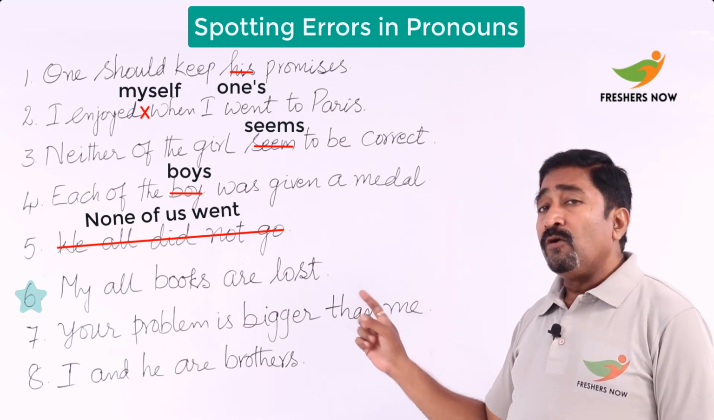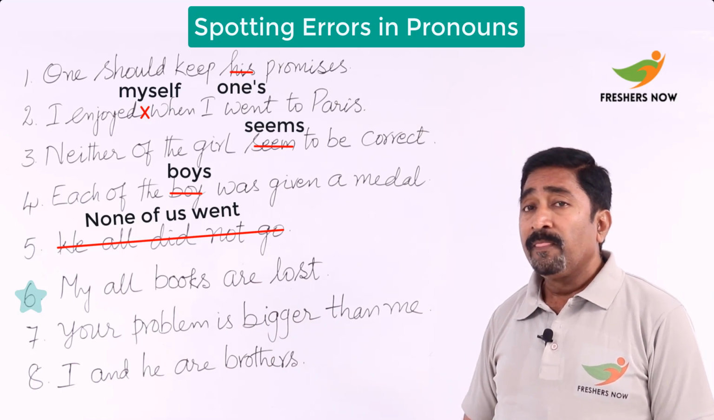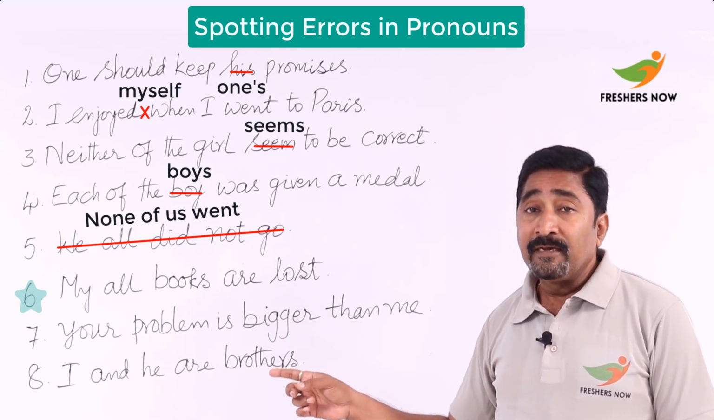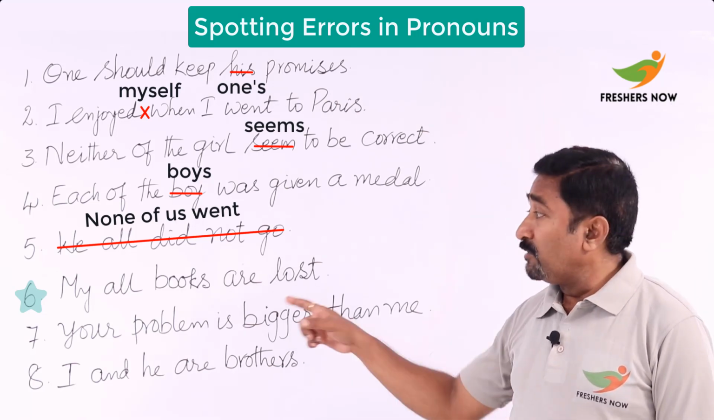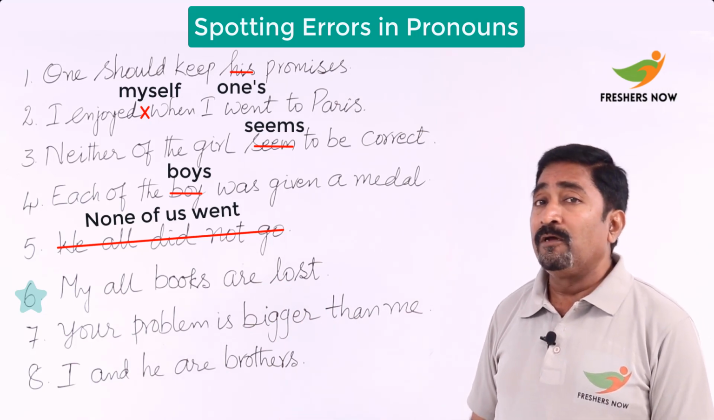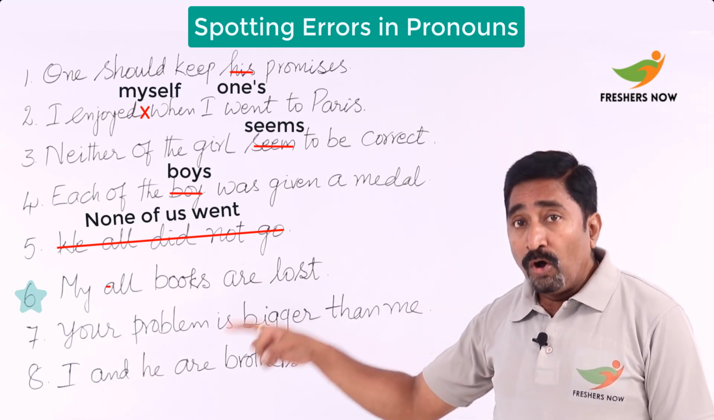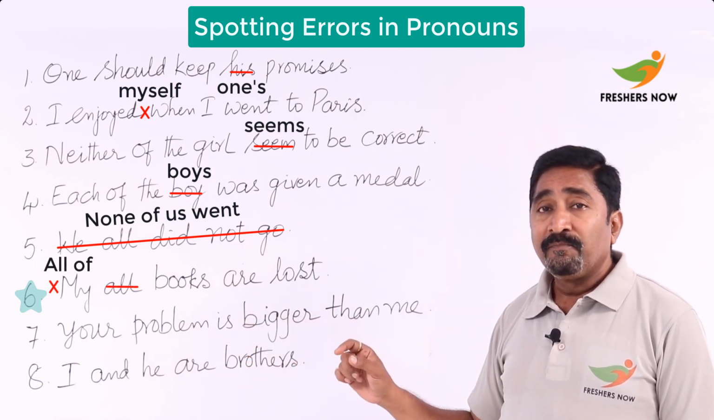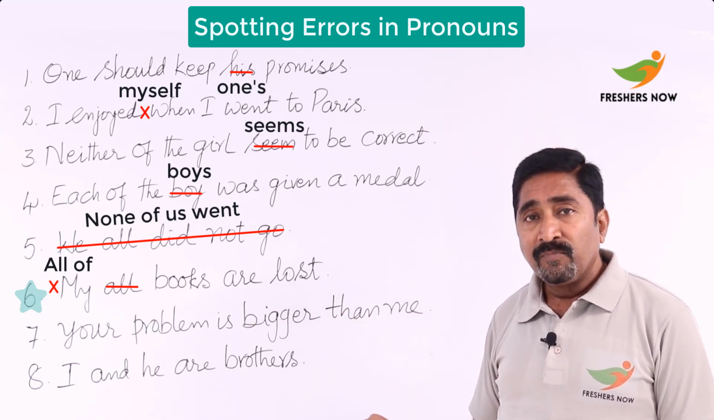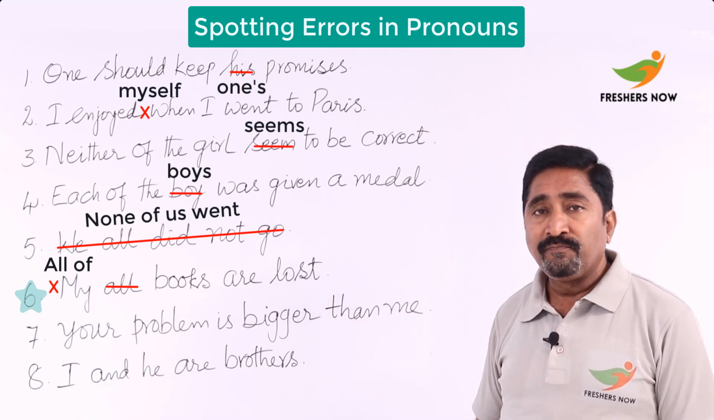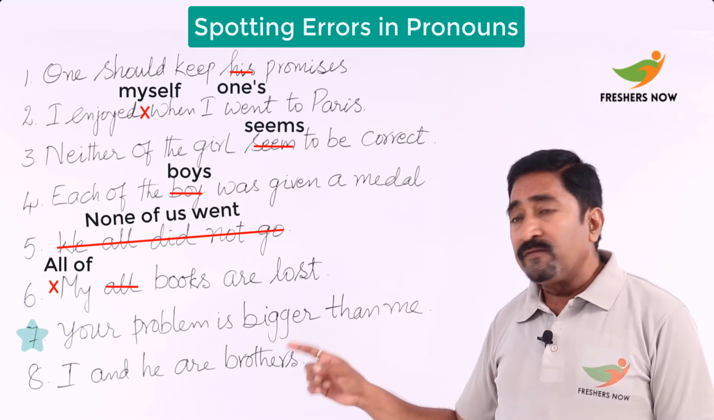My old books are lost. Now in this sentence, you should be careful with what the subject is. "My" is a possessive case. It should be followed by a noun. But here it is a pronoun, "all". So what should be taken there? It's all of my books. So "my" is an adjective, taking the noun "books". So all of my books are lost. Now let's see the next one.